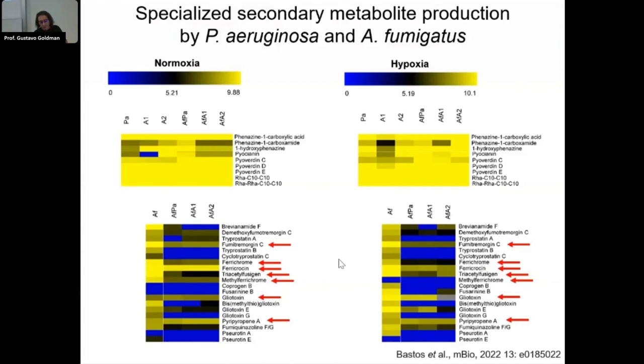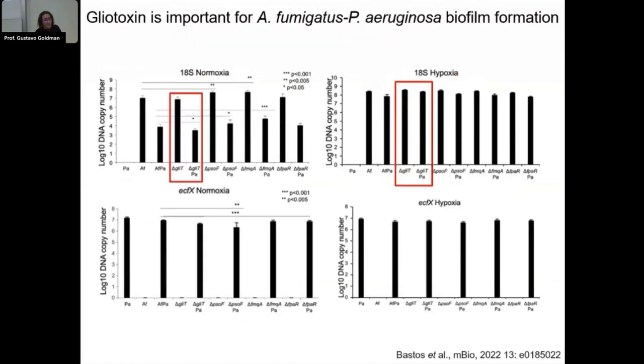Then we decided to validate that by taking some of the synthetase genes and deleting them. And as I told you, we see that fumiquinazolin and many others are not very much different. They are not impacting. We delete the genes, and there is not a big impact on Pseudomonas. Pseudomonas is not growing more or less, except for gliotoxin. There is a minor contribution of gliotoxin here, but it's being reported in the literature.